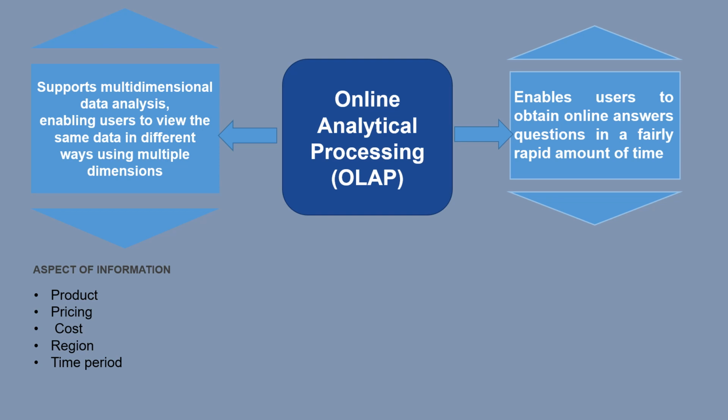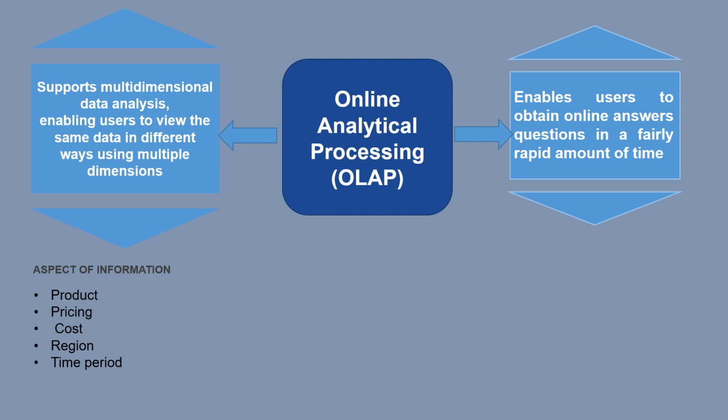This type of tool is useful for a business that sells multiple products and has multiple branches at the same time. So if the business wants to know how many sales were made on a specific product, in a specific period of time, and wants to compare it to the actual sales and the projected sales, this tool should be used. Online analytical processing supports multidimensional data analysis. This enables the users to view the same data in different ways using multiple dimensions.